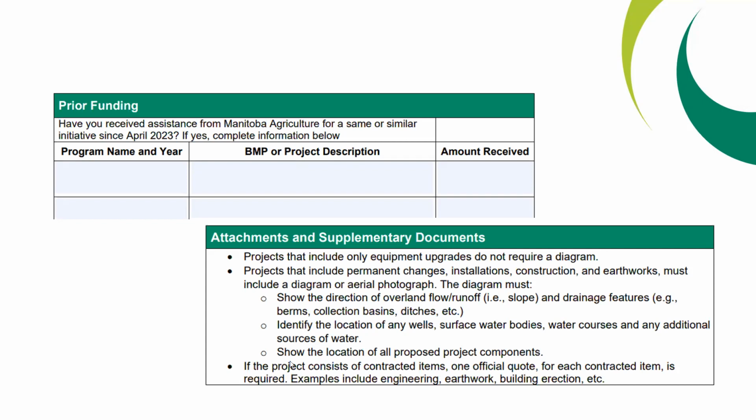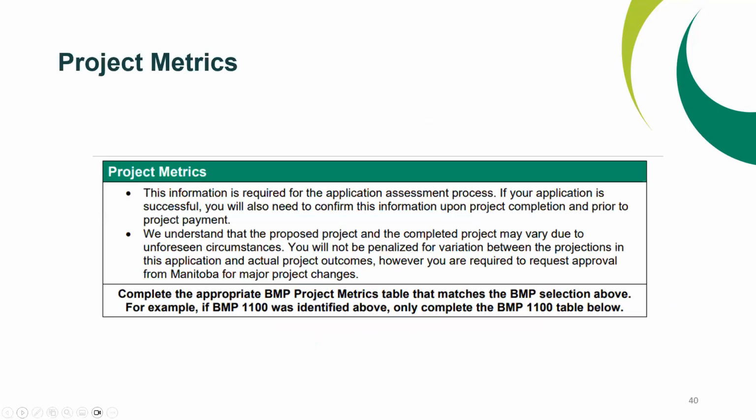So the reviewing team will be looking for a diagram or an aerial photograph attached to your application. And they will be looking for these three items to be identified on that diagram or photograph. So ensure that you're reading the application very thoroughly and including everything that's being asked for. I can't stress that enough. Incomplete applications are not considered, or considered poor.